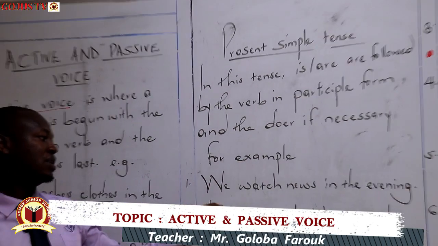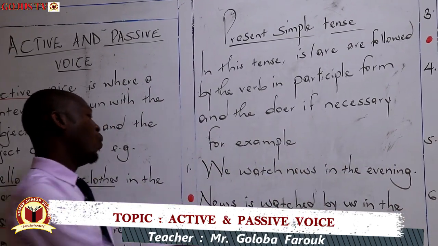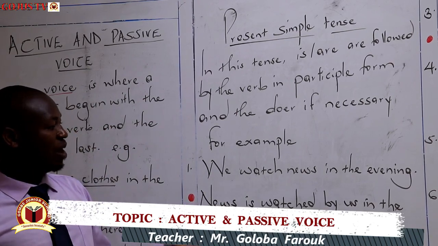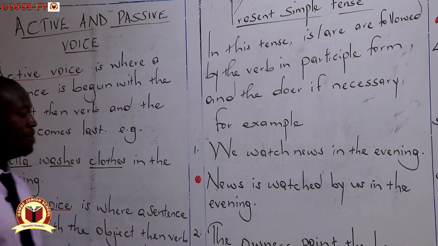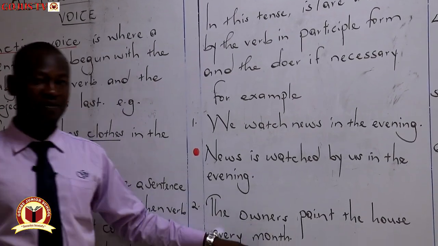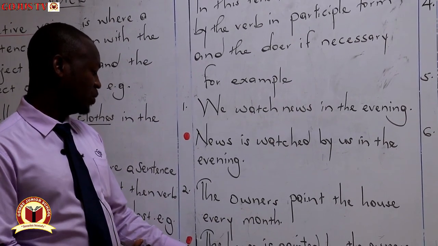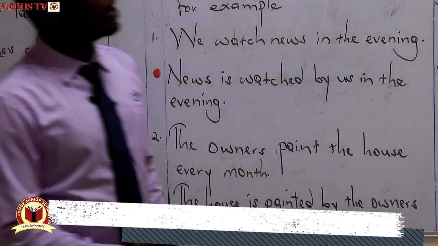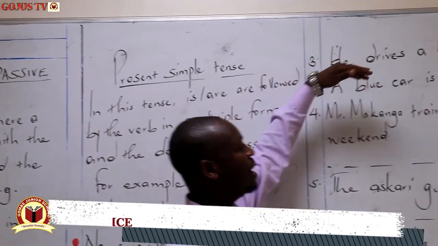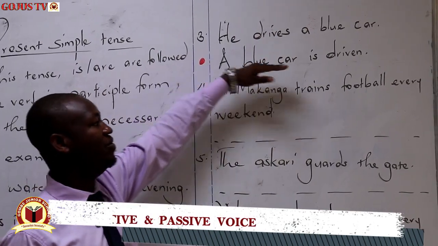Like we're giving examples. We watch news in the evening. Do we have a doer in this sentence? Yes, we. You're part of those who watch news. The object is news, and we're beginning with news. So we shall say, news is watched by us in the evening. Example 2. The owners paint the house every month. The object is the house. So we begin with the house: the house is painted by the owners every month. At number 3, he drives a blue car. The object in this sentence is a blue car. So we say a blue car is driven.